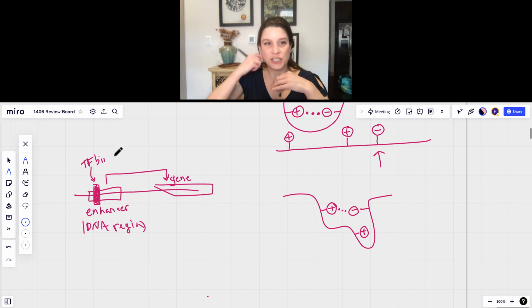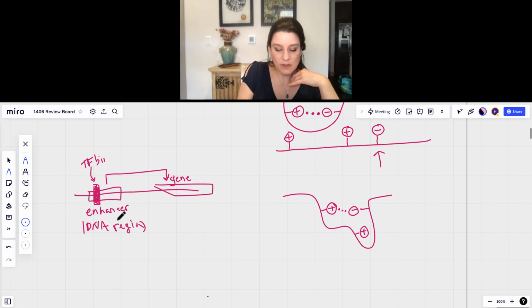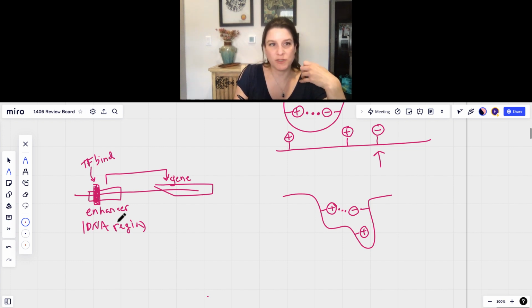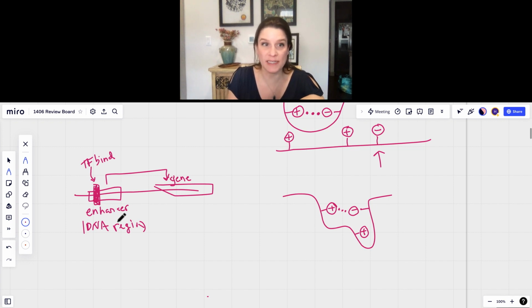And they could turn on the gene. So if you change the sequence in that regulatory enhancer region, that may cause transcription factors to bind more or less, or change which transcription factors bind. And that can change whether the gene's off or on. It can also change which cells the gene is off or on in. So sometimes there are different enhancers for different tissues, so it can change where it's expressed.